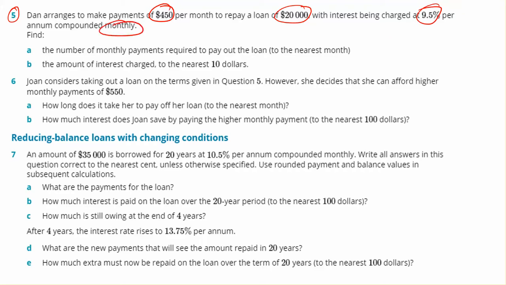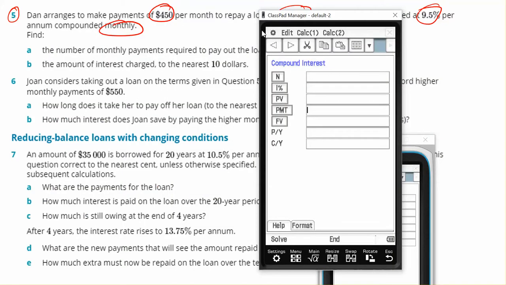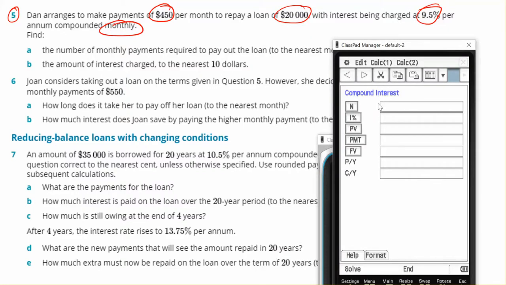So I'm going to use Finance Solver because we're trying to find the number of monthly payments required. So N, we're trying to work out, my interest rate is 9.5%, my principal value is $20,000. My principal value is positive because whenever I get a loan, I get the money from the bank. So the bank's giving you money, so it's positive. The payment will be negative because you're giving money to the bank each month to pay back. So my final value will be 0 because at the end of the loan you want to pay back the whole loan.